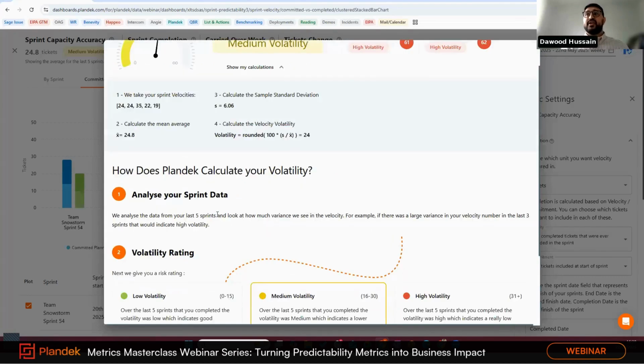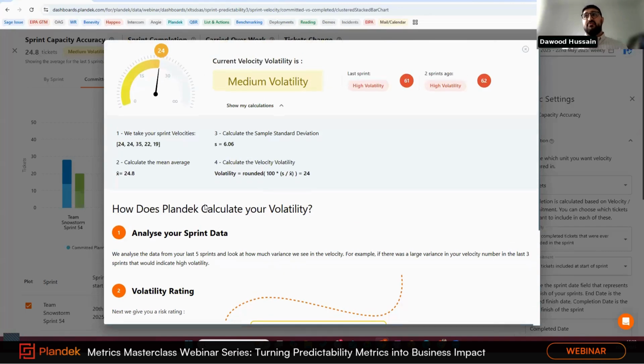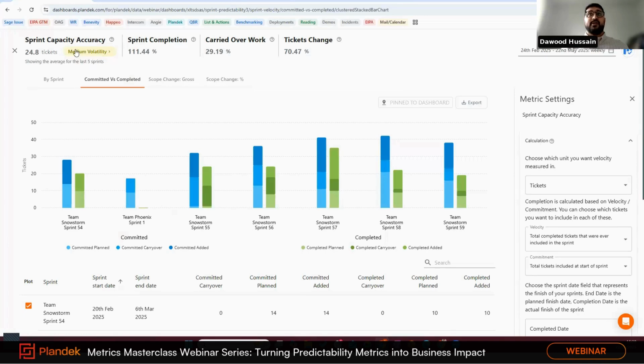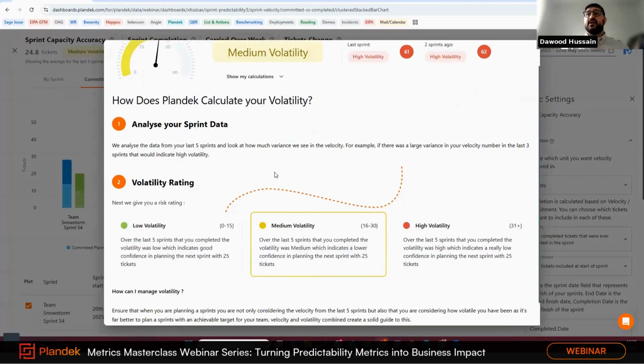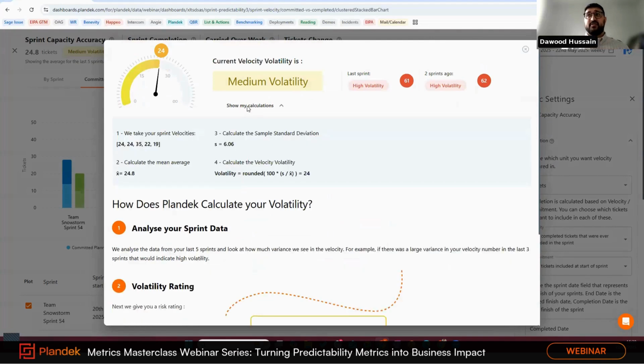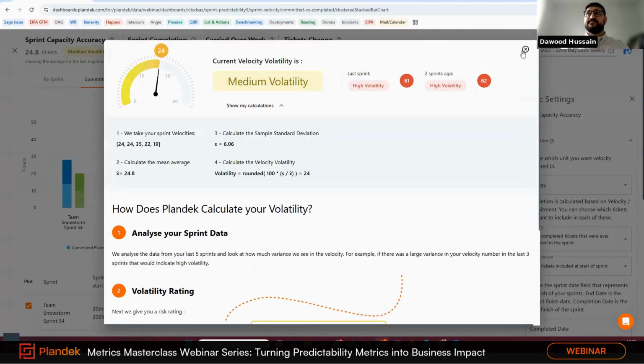So if anyone is a little bit confused around how that volatility score is calculated, it is just a simple click on where it says medium, high, or low volatility here, and then it will open out this pane for you to, A, understand it, but B, also see the calculation behind that.